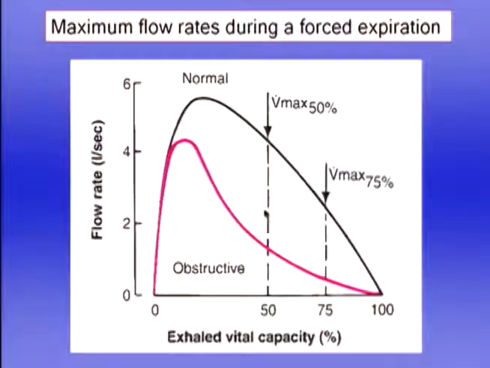And we can show this on this diagram here, where we're showing the flow rates during the exhaled vital capacity, the normal pattern here, the pattern in obstructive disease here, and you see we can calculate the maximal flow rate at different points in the expiration. For example, here we're looking at the maximum flow rate after 75% of the vital capacity has been exhaled, and now we're beginning to look at very small airways towards the end of the forced expiration.